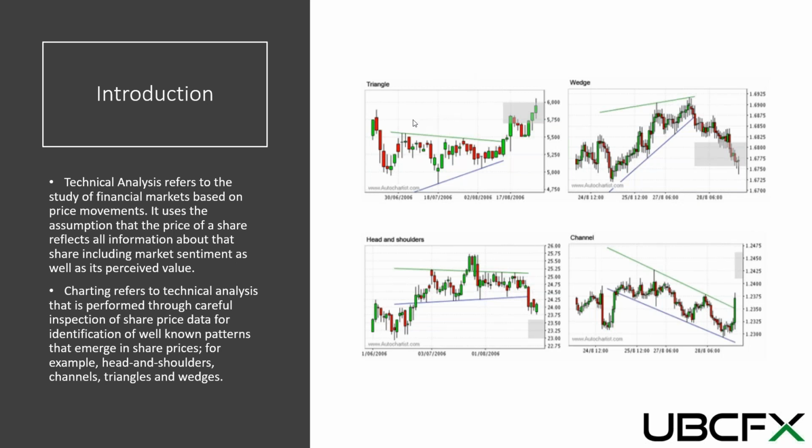So we can see over here on the right-hand side, we have triangles, we have wedges, which don't look that much different, and we have channels. And head and shoulders is exactly what it is. It depicts the left shoulder, the right shoulder, the neck, and the head of a person. Left shoulder, head, right shoulder. And it's a very reliable reversal signal.